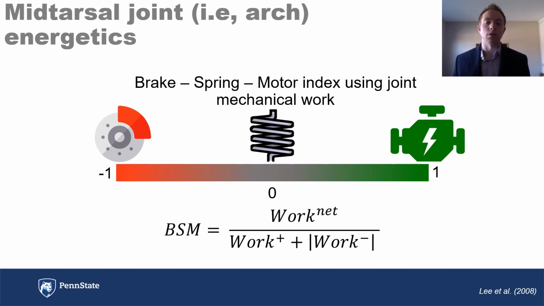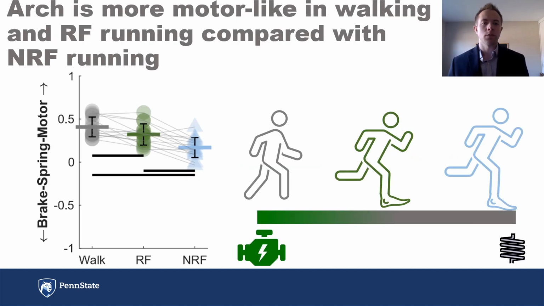A similar situation could be described for something functioning purely like a brake. However, biological joints rarely function in this purely brake, spring, or motor-like manner, and therefore the brake spring motor index value is continuous between -1 and 1. So we found that the arch was more motor-like in walking and rear foot strike running compared with non-rear foot strike running.